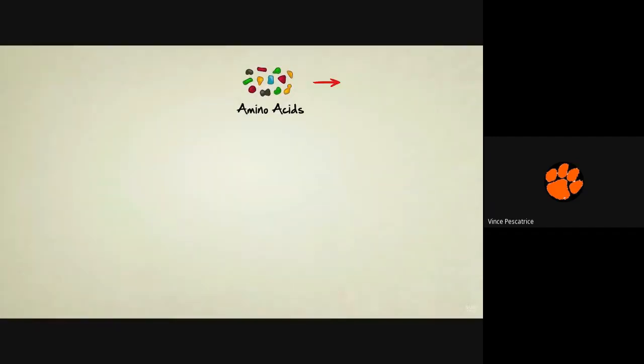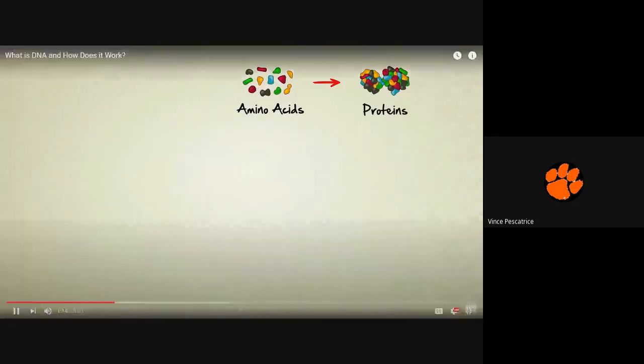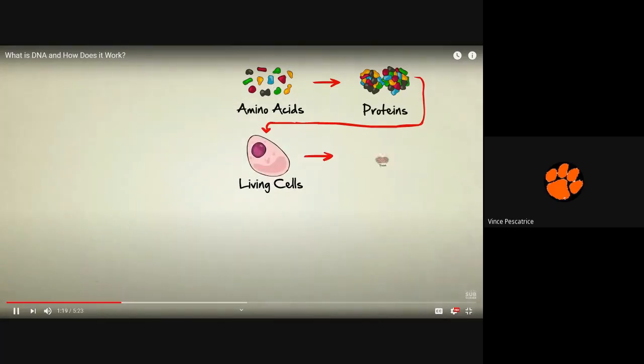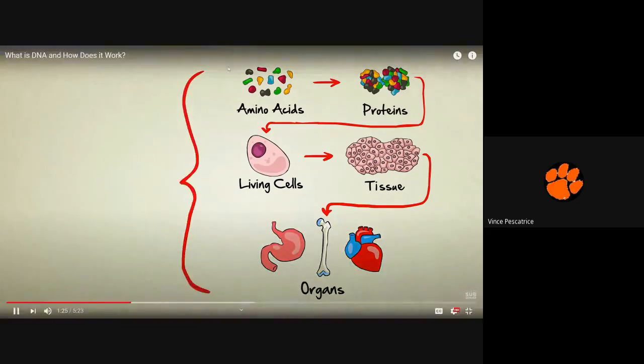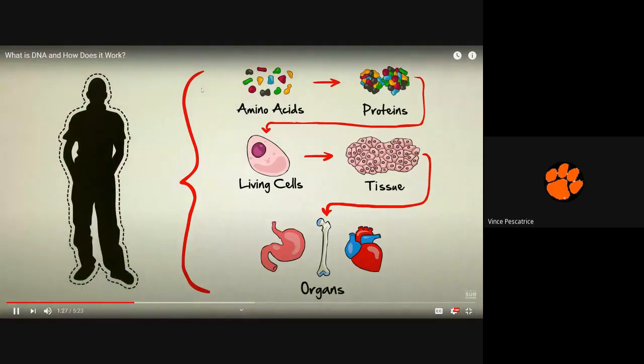Amino acids make up proteins. Proteins, along with other chemicals, combine to form living cells. Cells make up tissues. Tissues make up organs. And organs, when they're all put together and functioning, of course, combine to form living creatures like you and me.